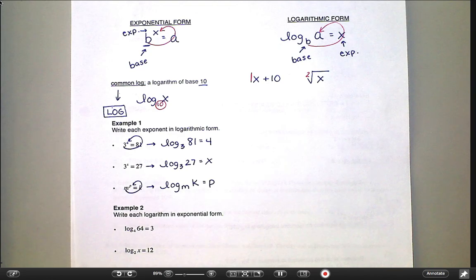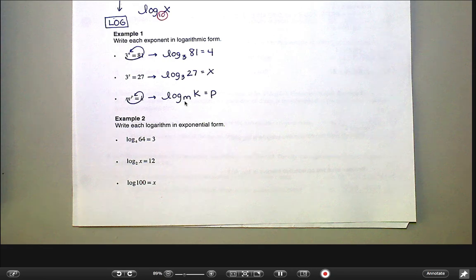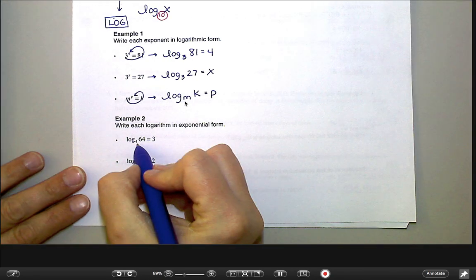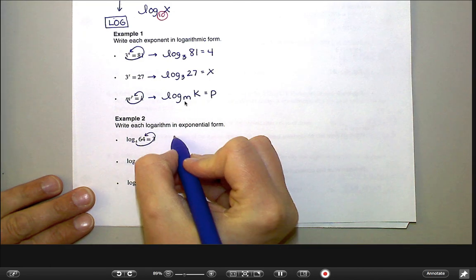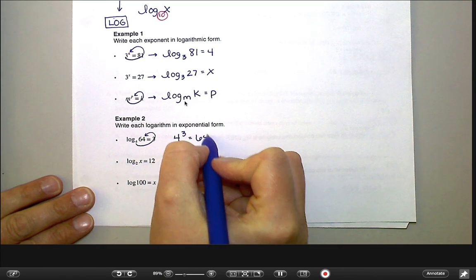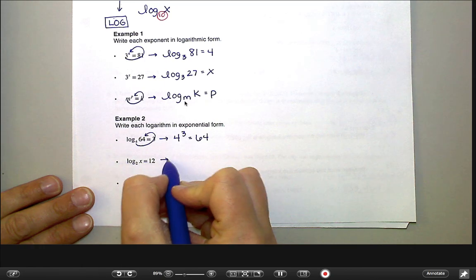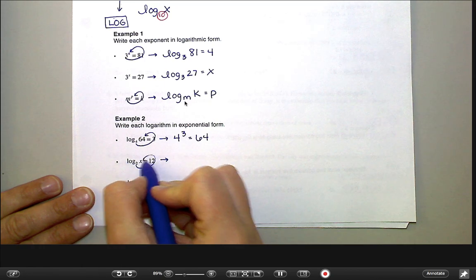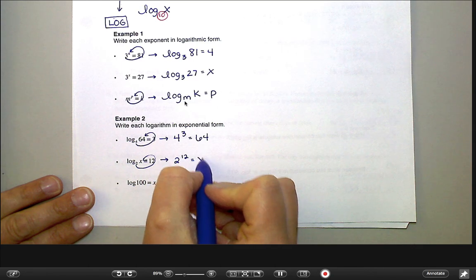We're going to do some math with it in a minute, but all right, now let's see if we can go the other way. Let's see if we can take logs and turn them back into exponents, and my motion is going to be the same. So 4 to the 3rd power equals 64. That's what this thing is really saying. 4 to the 3rd equals 64. Okay? So with this next one, I would say 2 to the power of 12 equals x.